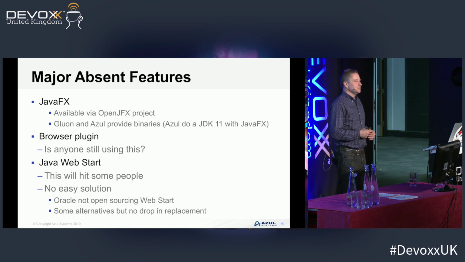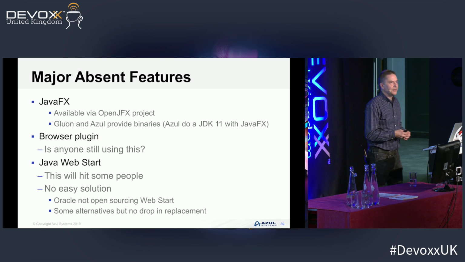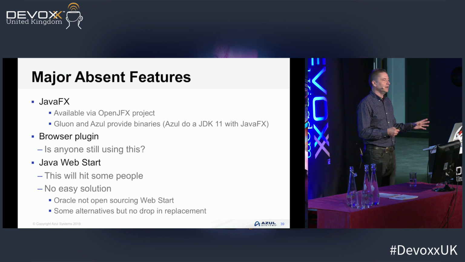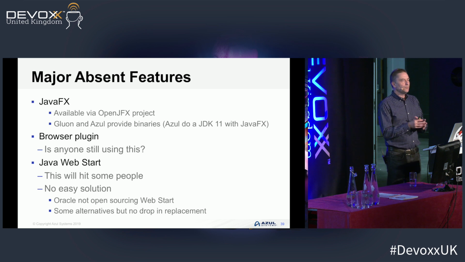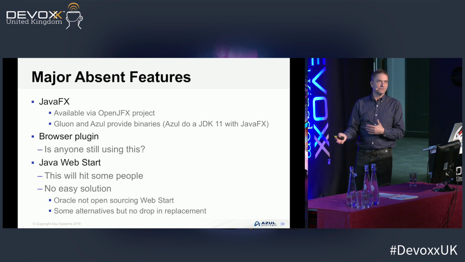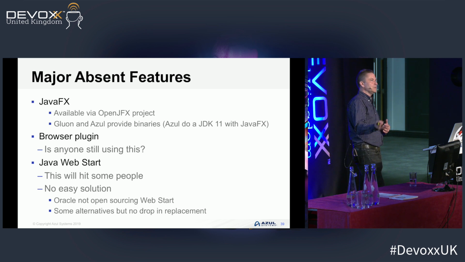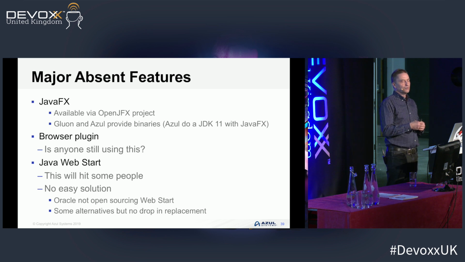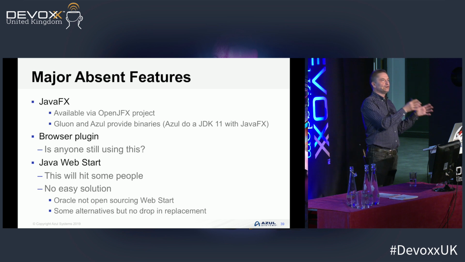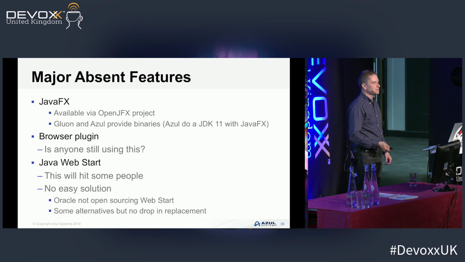Java Web Start, I mentioned this earlier on, but nobody put their hand up when I asked if people were using that. What I have found is this is one that does catch some people out. There's still quite a lot of people out there who are using Java Web Start. And the problem is that Oracle haven't open sourced Java Web Start. There are some alternatives. There's a thing from Red Hat called IcedTea-Web, which does a very similar thing. There are also other projects like Install4J and GetDown. But none of them are a simple drop-in replacement for Web Start. There is some work required if you want to move from pure Java Web Start to any of those alternatives.